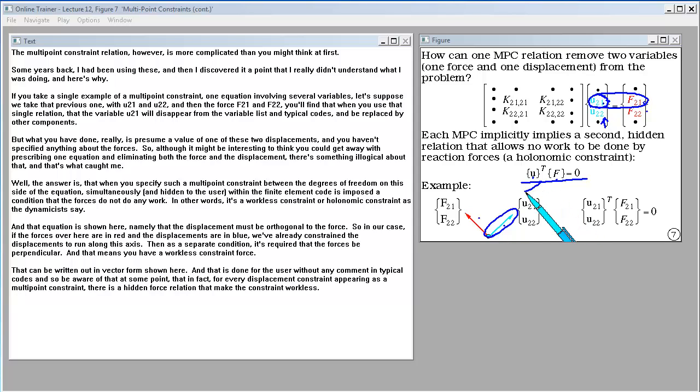Then, as a separate condition, it's required that the forces be perpendicular. And that means you have a workless constraint force. That can be written out in vector form shown here. And that is done for the user without any comment in typical codes. And so be aware of that at some point, that in fact for every displacement constraint appearing as a multipoint constraint, there is a hidden force relation that makes the constraint workless.